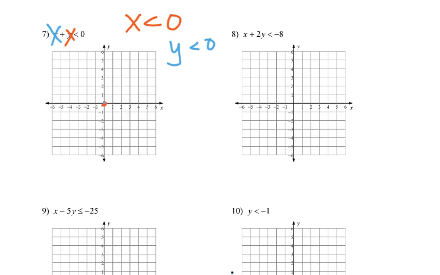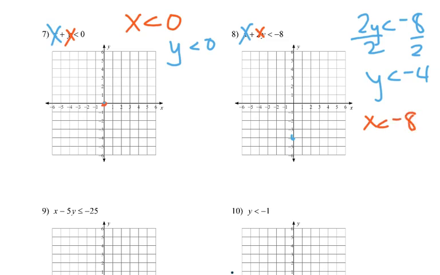Let's do number 8 first. So let's say we got rid of the x. I'd have 2y is less than negative 8. Divide by 2. Y is less than negative 4. So negative 4 for y would be right there. For the x, if I got rid of the y, it would be x is less than negative 8. So x would be out here at negative 8.